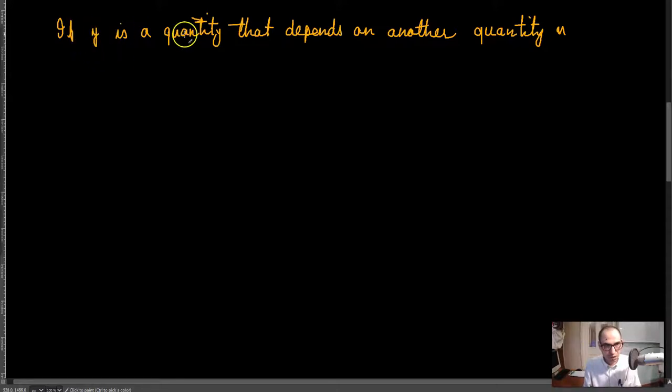Because "y is a quantity that depends on another quantity" doesn't have much meaning. Even though I'm saying it, I don't even understand what I'm talking about myself, because I'm quoting that from this text. But what is meant by this statement is that y is a function of x, and if you understand properly what the concept of a function is, then we have no problems. Then I understand what I'm saying, and you understand what I mean.